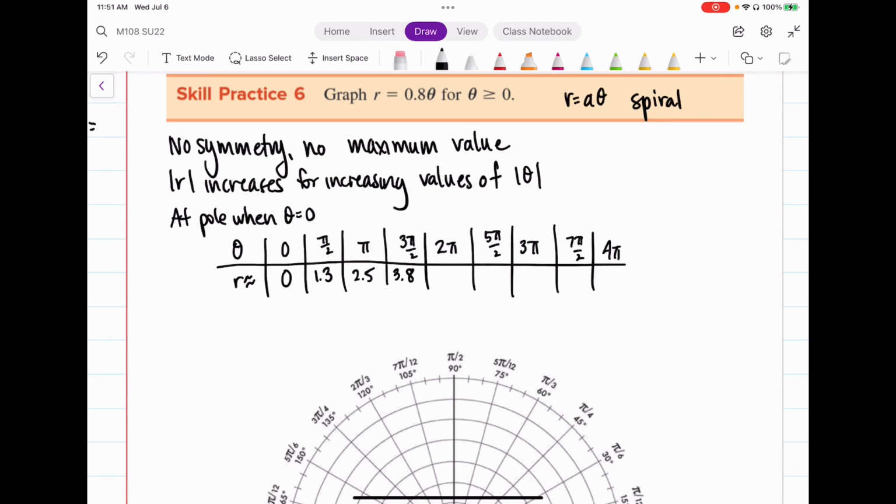At theta equals 2 pi, r is 5.0. At theta equals 5 pi over 2, r is 6.3. At theta equals 3 pi, r is 7.5. At theta equals 7 pi over 2, r is about 8.8. At theta equals 4 pi, r is about 10. And all I'm doing is taking 0.8 times the pi option in my calculator and approximating.